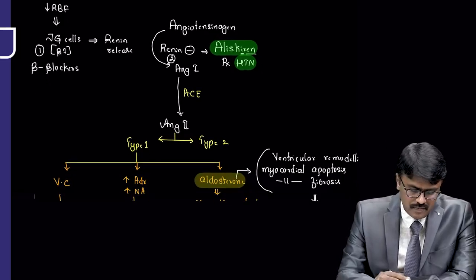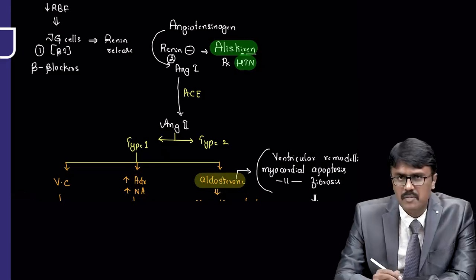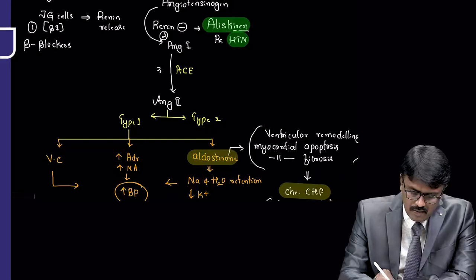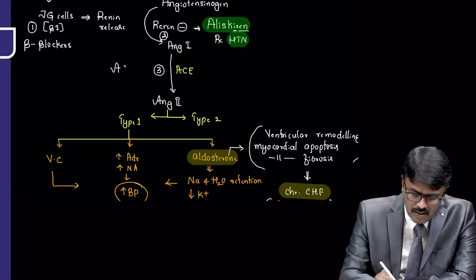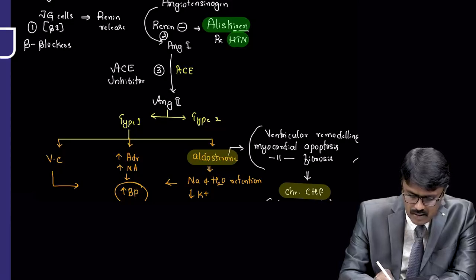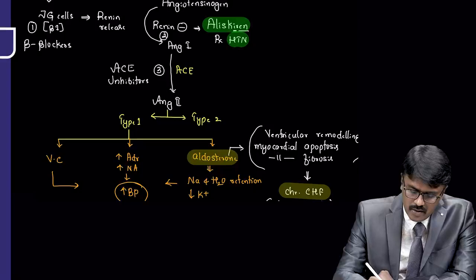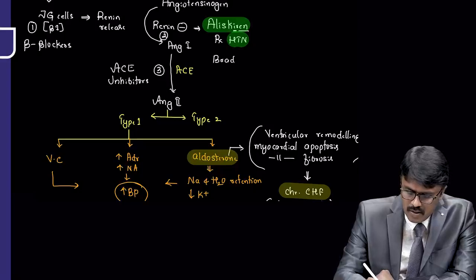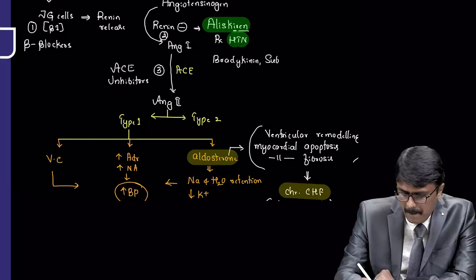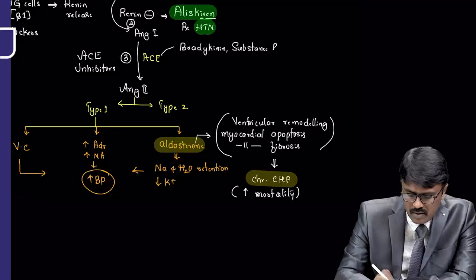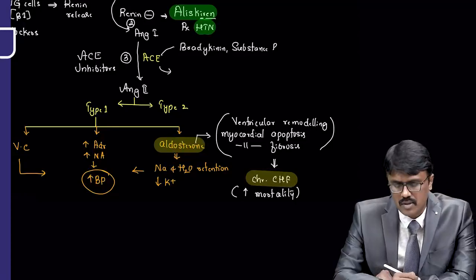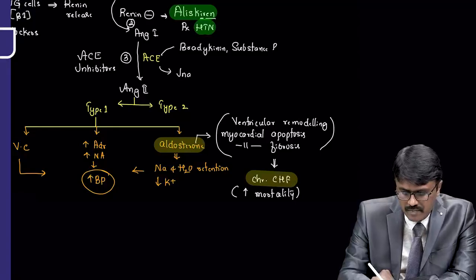That is the second target. So number one, beta blockers. Number two, renin inhibitors. Number three, we have another target. They are called ACE inhibitors. Now ACE is a non-specific enzyme and it is also required to break down two important substances, bradykinin and substance P. So this ACE is required to break down these two important compounds, bradykinin and substance P, and make them inactive.